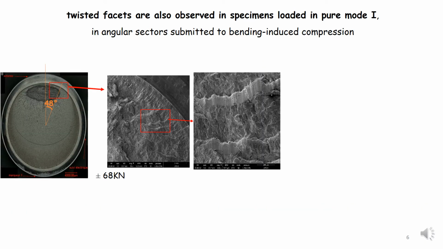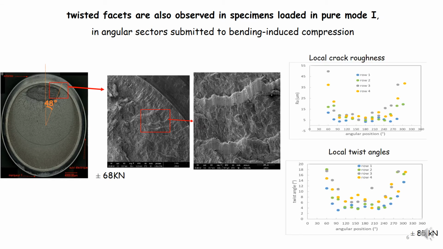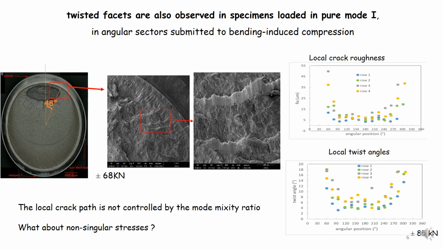Now, twisted facets were also observed in specimens loaded in pure mode 1 in angular sectors where bending-induced compression reduces delta K1, and in these areas there is an increase of local crack roughness and local twist angles, very similar to what was observed in presence of a torque.